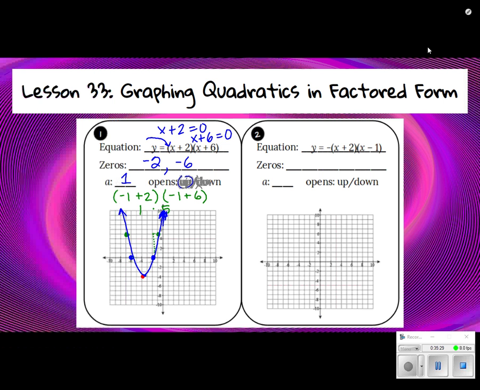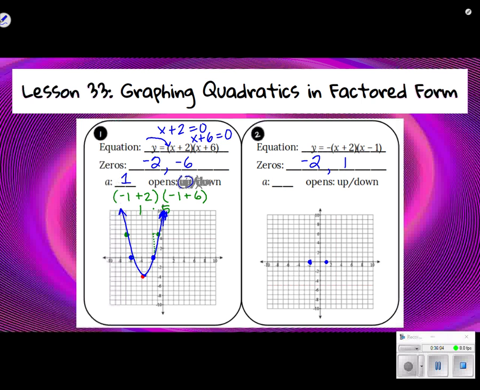Let's look at another one. Let's look at number 2. Let's figure out where our zeros are. If I have x plus 2, the 0 is at -2. And if I have x minus 1, the 0 is at 1. So I'm going to go to -2, put a point, go to 1, put a point. Now if you notice, there's an odd number of units between the zeros. Over here on the left, there was an even number of units between my two zeros. So when there's an odd number, that means our vertex is going to be at a fraction.